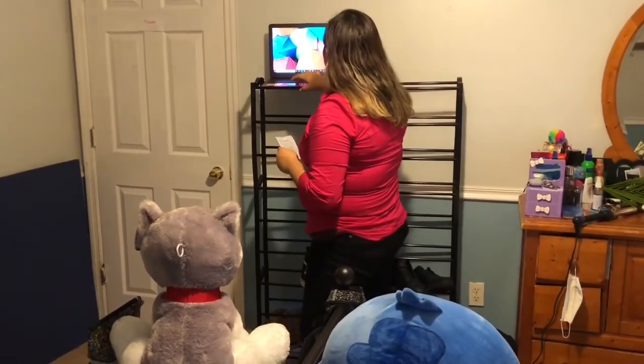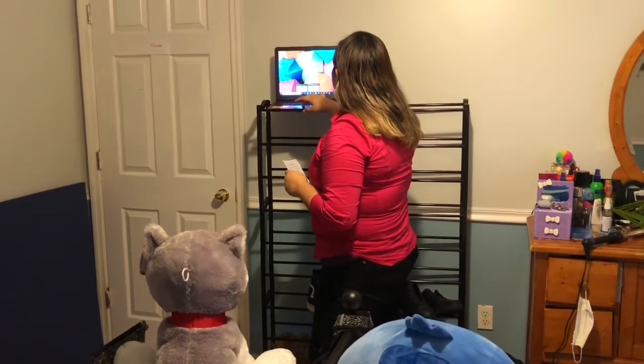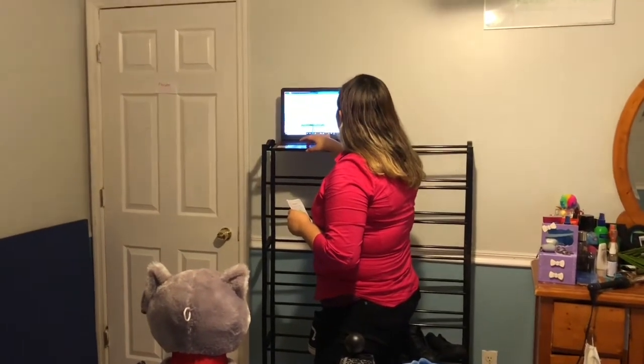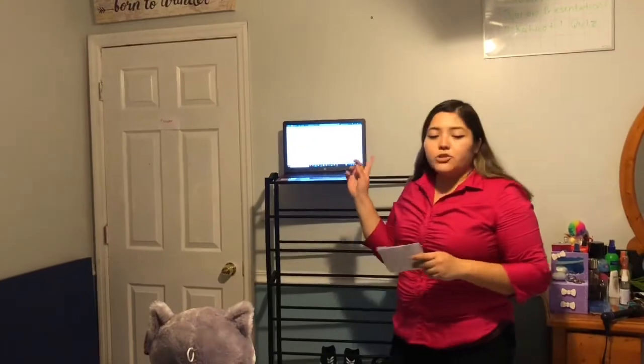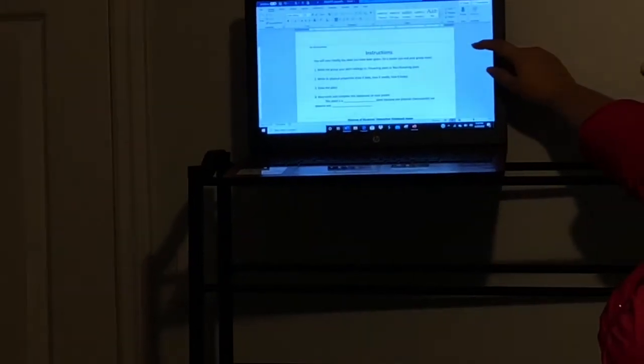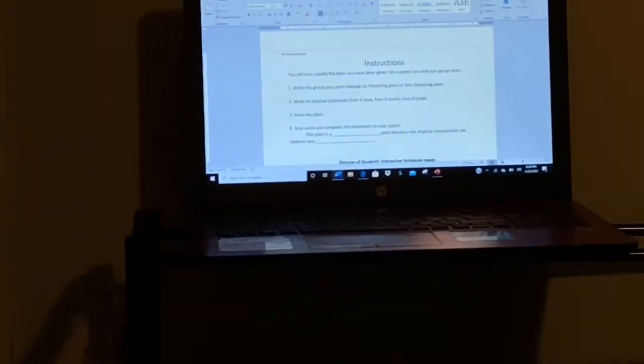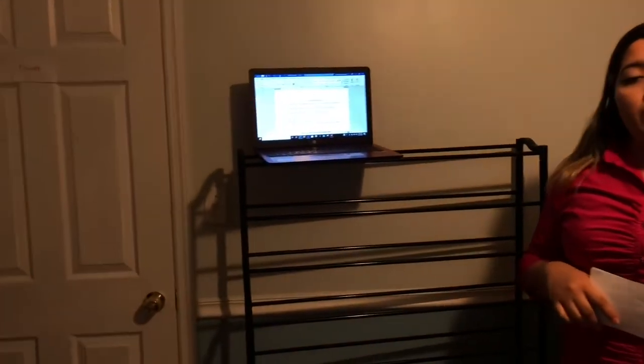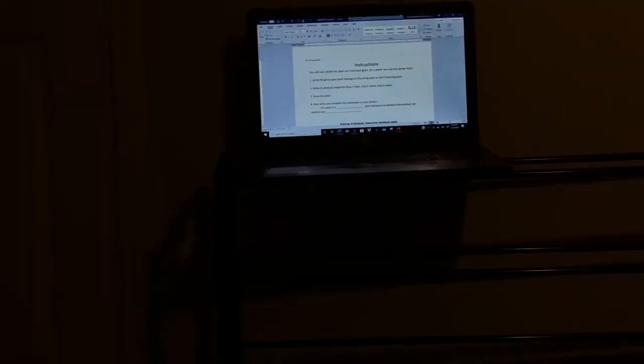Okay, and now I gave you time to write. I have the instructions on the overhead. I want you to look at the instructions of what I want you to do. You will now classify the plant you have been given. So that plant that's inside your box, you're going to classify it. On your poster, you must have the following four things. First, write the group the plant belongs to. Is it a flowering plant or a non-flowering plant?